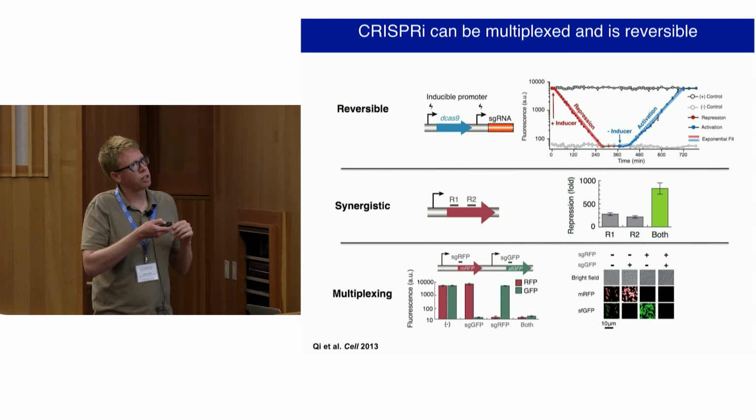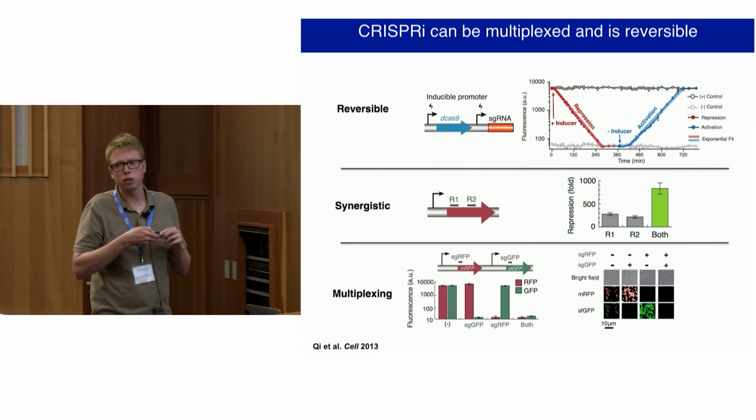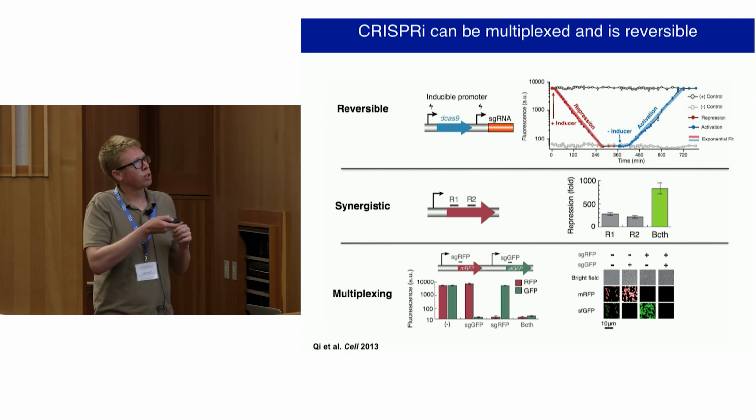This is the fold change in repression. You can see that both have a strong effect on their own, and that increases if you have 2 guides. Or you can target 2 different genes. So this is an experiment where you can target either RFP or GFP or both. And you can see the pictures correspond here, where here you're targeting RFP, here you're targeting GFP, here you've turned both off.